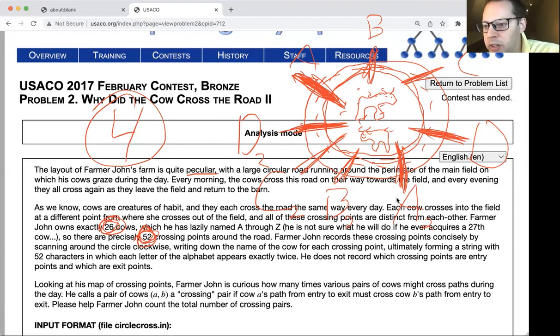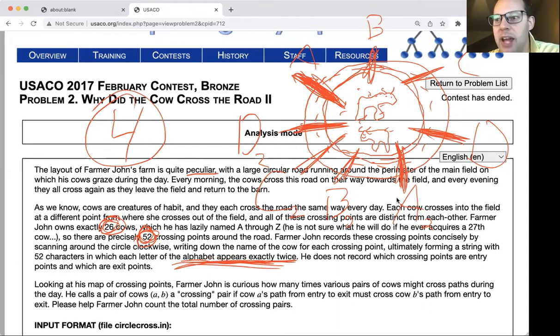Farmer John records these crossing points concisely by scanning around the circle clockwise, writing down the name of the cow for each crossing point, ultimately forming a string with 52 characters in which each letter of the alphabet appears exactly twice. Okay, and they're not even differentiating between A1 and A2. They're just saying there are 2 different A points, and each letter could occur twice.